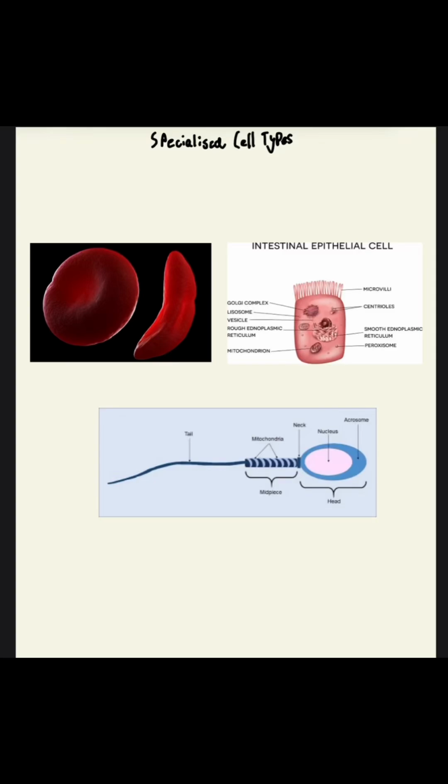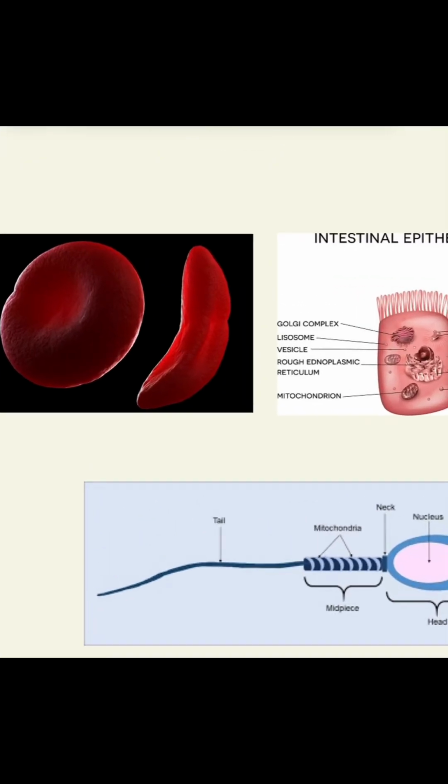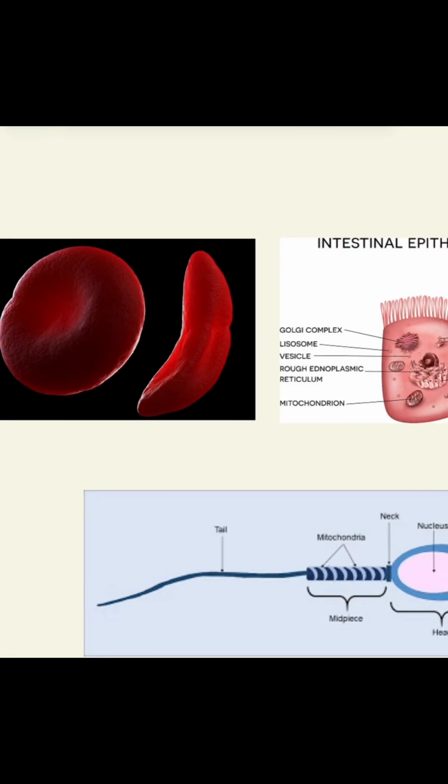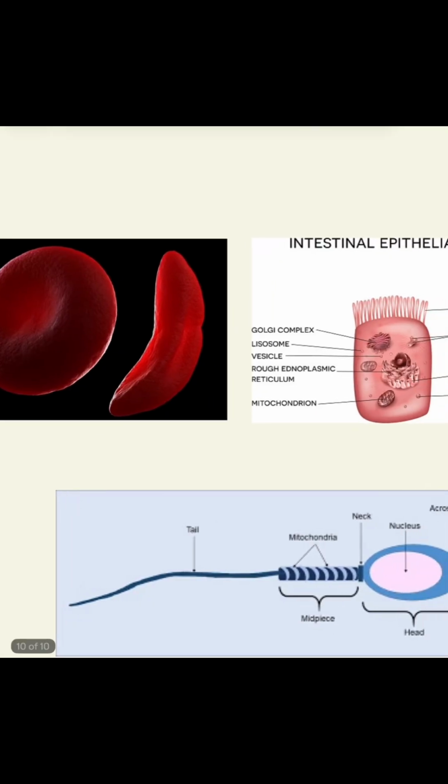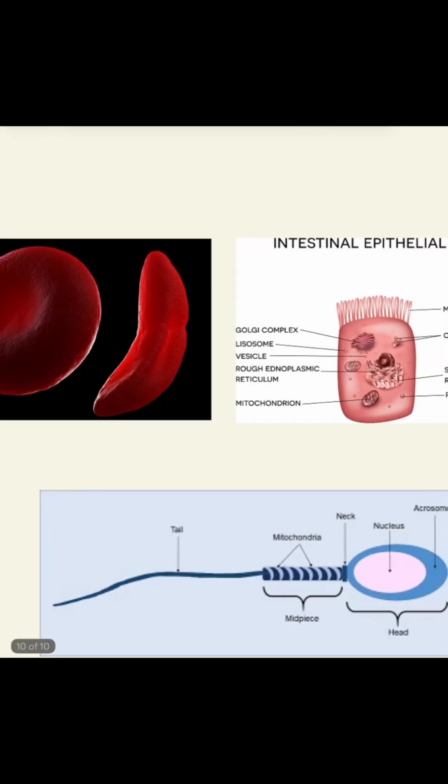Hello everyone. Today we're going to be talking about some specialized cell types. So in the previous video, we had a look at what systems are responsible for things like gas exchange and waste removal. Now we're going to have a look at some specific cell types that are specifically suited for things like gas exchange and obtaining nutrients.